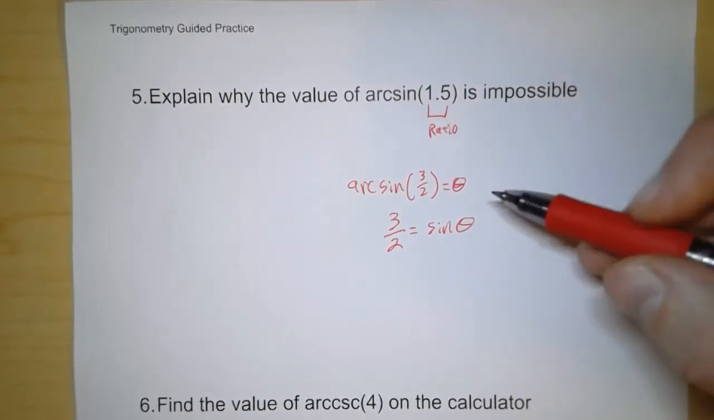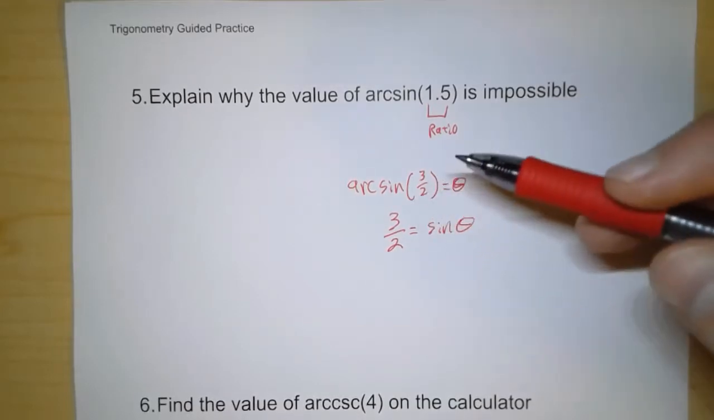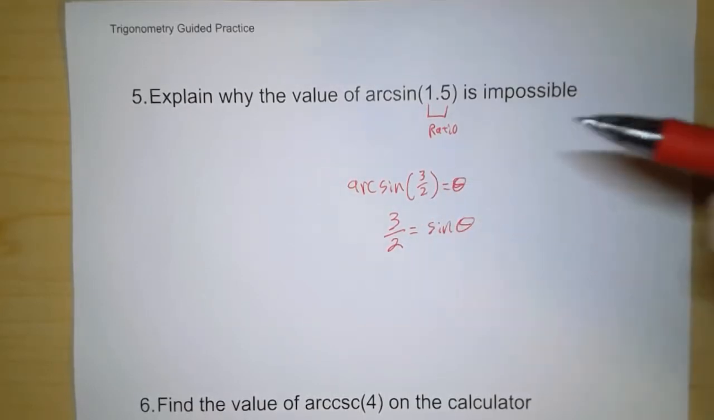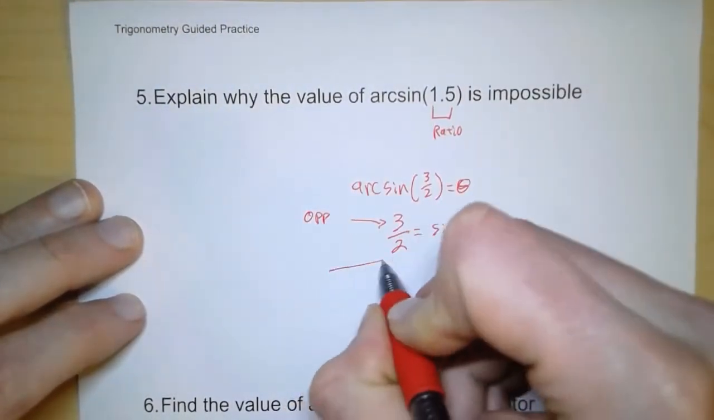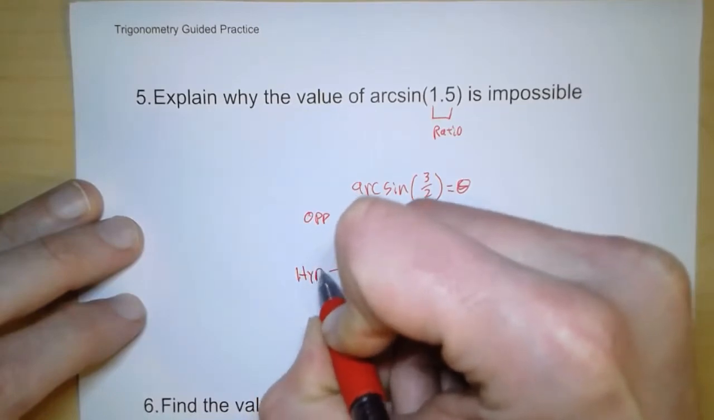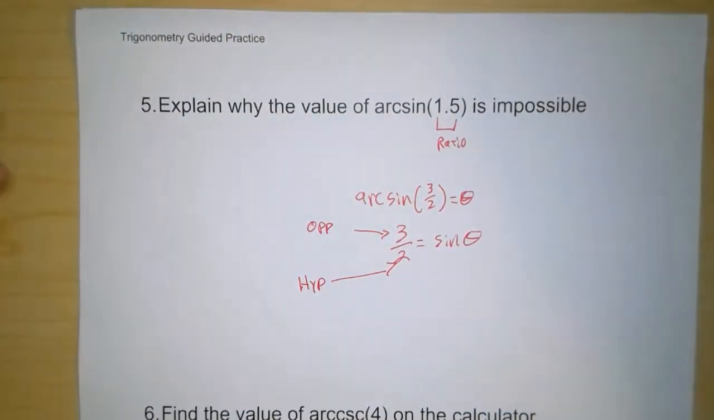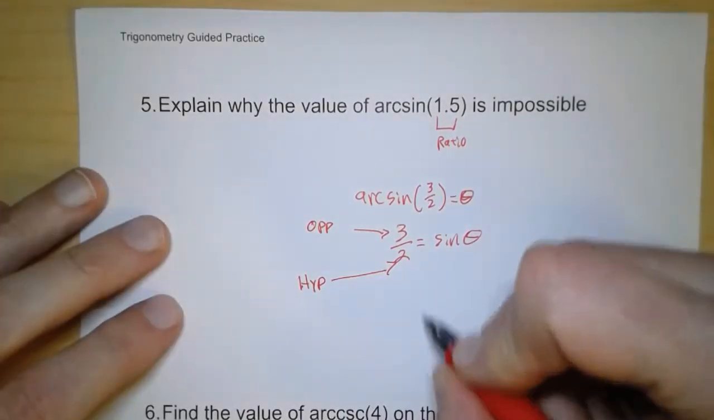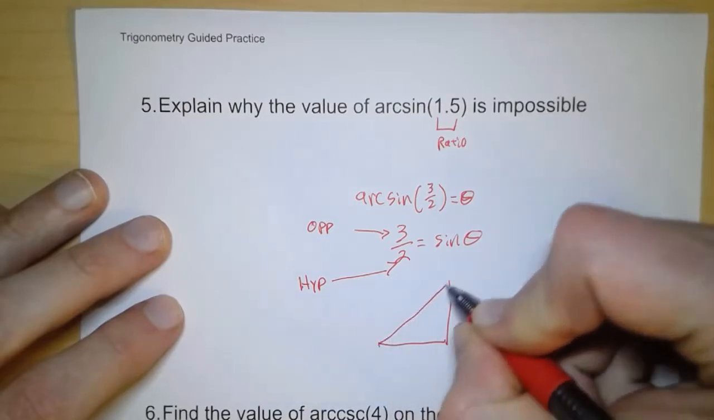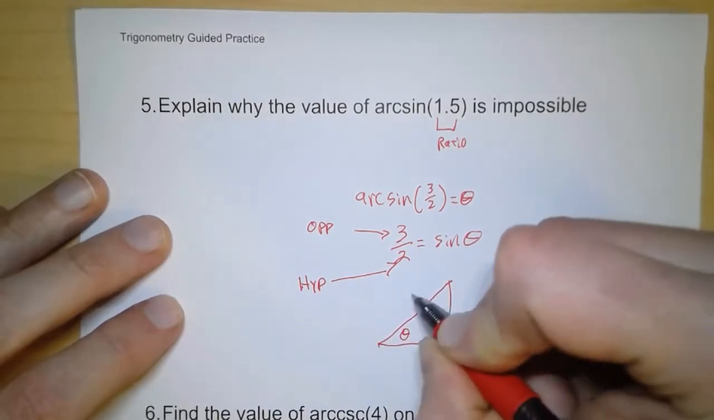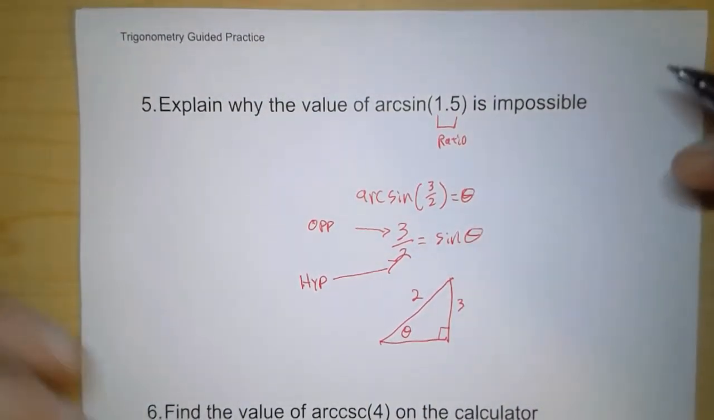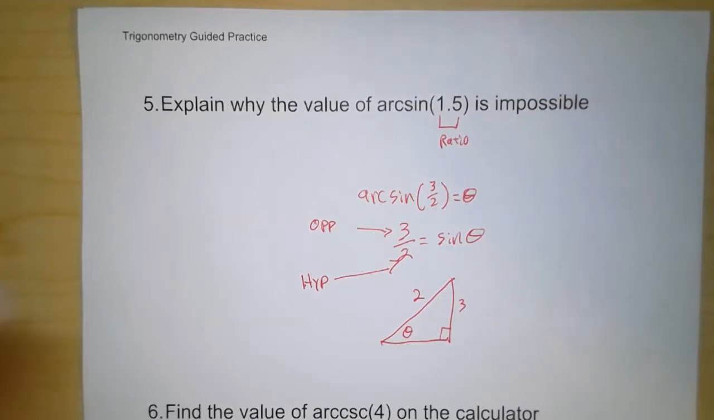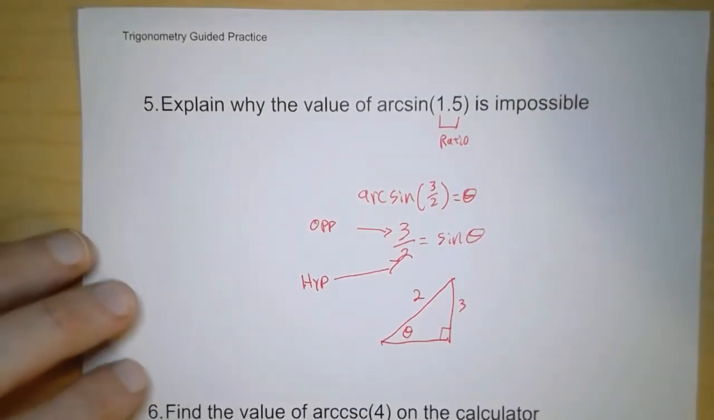Sine is the ratio of the opposite side over the hypotenuse. Now in this case, we're saying that 3 is the opposite side and 2 is the hypotenuse. Well, that's impossible. In every right triangle, the hypotenuse, by definition, is always the longest side. So we're trying to say that there is some triangle out there that has a length of 2 here and a length of 3 here. Can't happen. And so that's why arcsine of 1.5 is impossible. We're trying to create an impossible triangle.